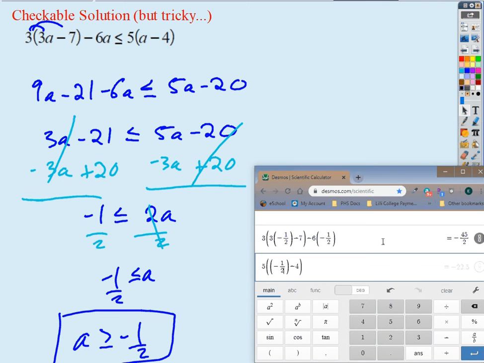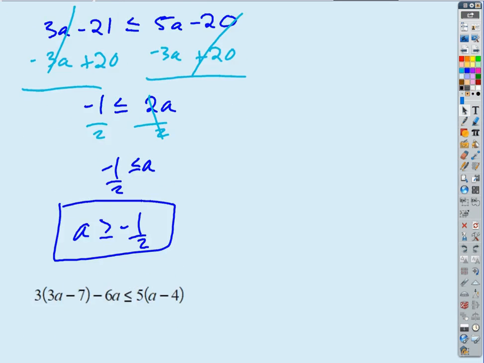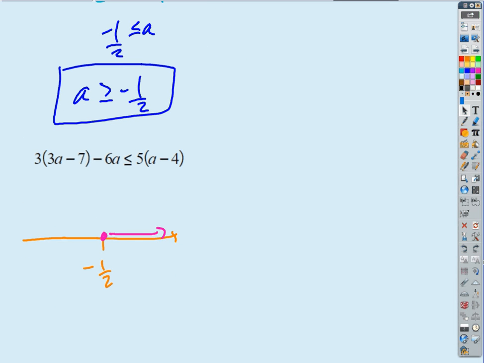Negative 45/2. So we know the boundary value works, right? But now we need to verify that some other value works. So the solution should be values of A greater than or equal to negative 1/2. So the boundary worked the way it should. What's another test value that should give us a true statement?